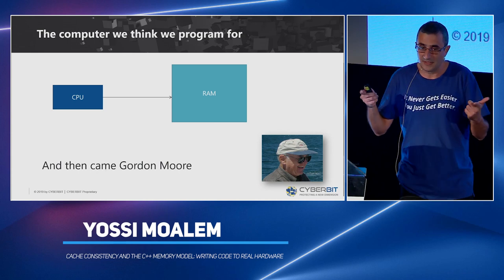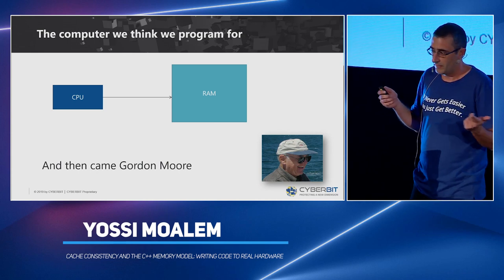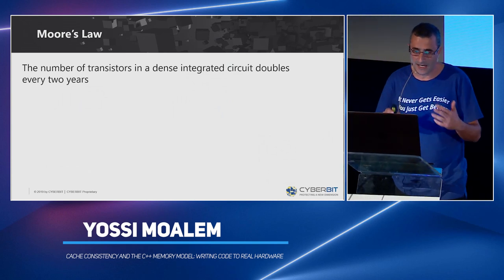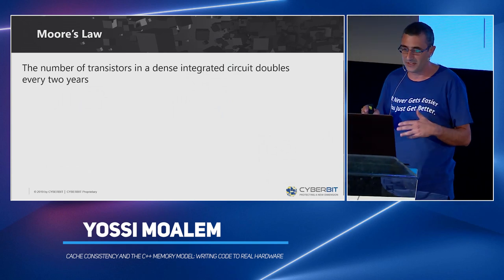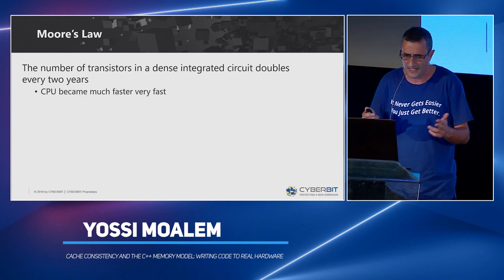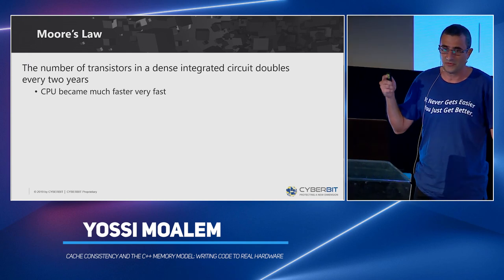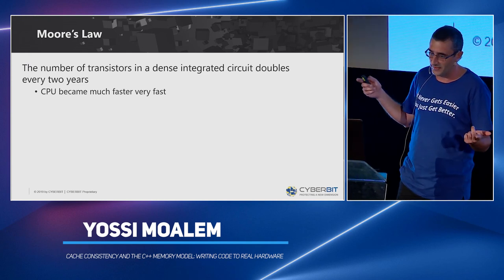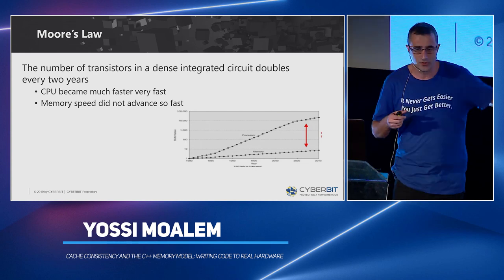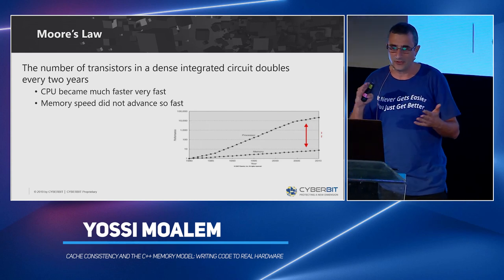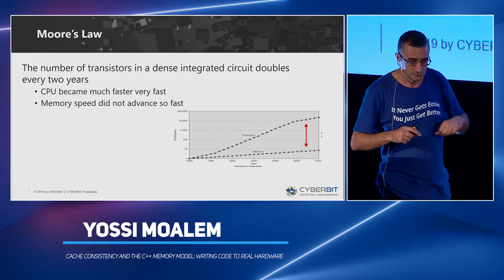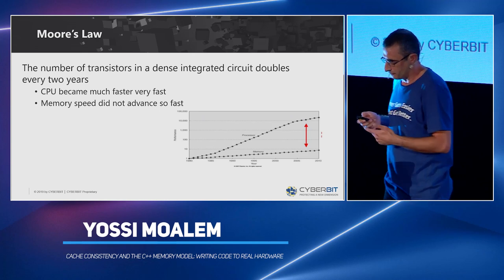The problem with this is that it was very, very slow. We all know Moore's law, which says that the number of transistors in a dense integrated circuit doubles every 2 years. That's a lot of very, very long words. It basically means the CPU became much, much faster, and it did it very, very fast. Unfortunately, it did not speak about the speed of memory. So what we see on the graph here is the difference in speed that started to build between the speed of memory and the speed of CPU.